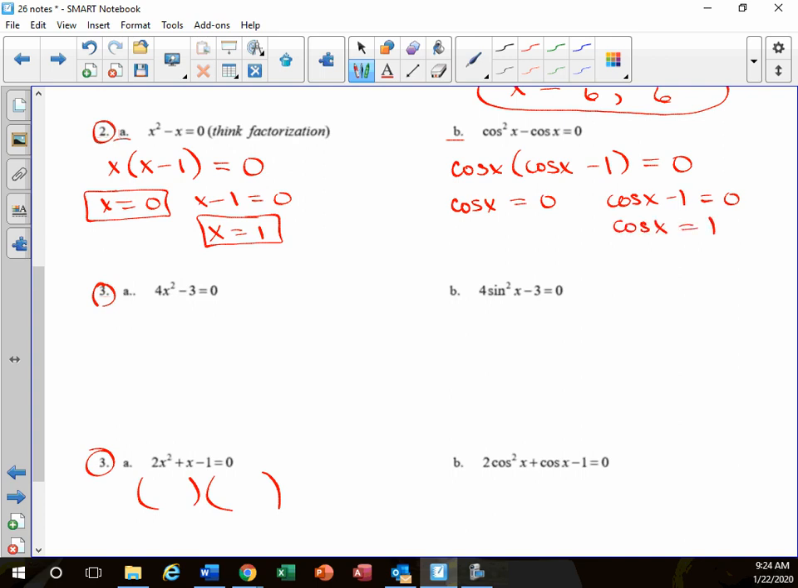Okay, so I have these two things that I'm looking at now. So where does cosine equal 0? Where does that happen? Pi over 2, where else? 3 pi over 2. Good, so those are two of my answers.